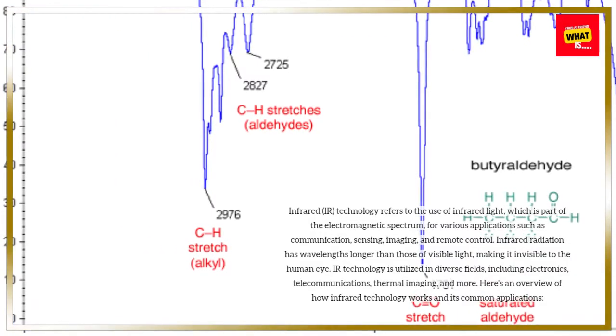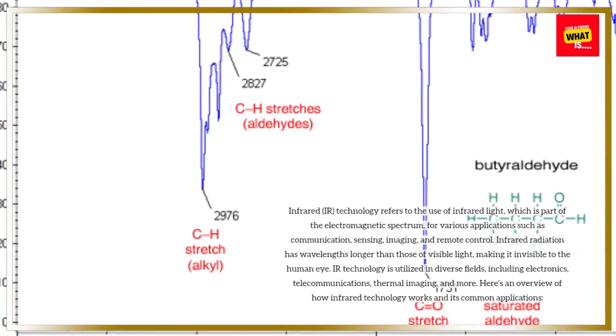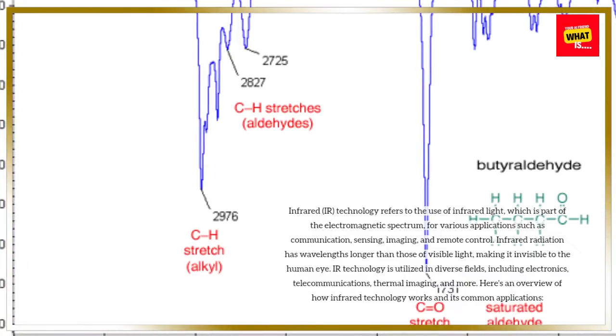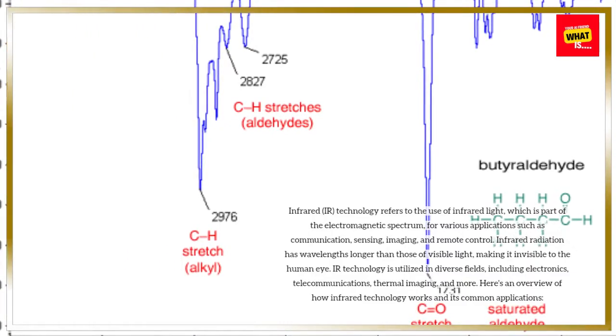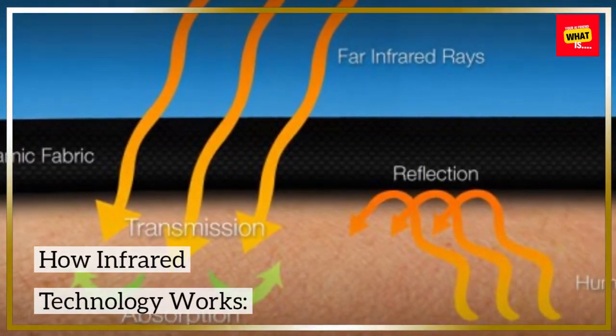IR technology is utilized in diverse fields, including electronics, telecommunications, thermal imaging, and more. Here's an overview of how infrared technology works and its common applications. How infrared technology works.